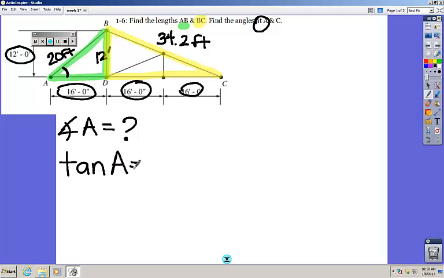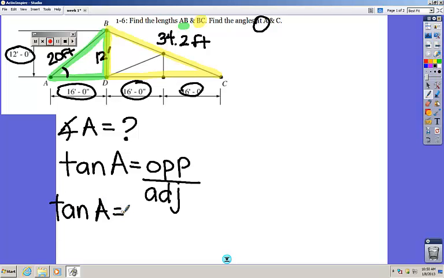So the tangent of A is going to be equal to the opposite divided by the adjacent. Which one is opposite? It's the 12 feet. And which one's adjacent? It's the 16 feet. Remember, now we're looking at our green triangle. So we start to plug those numbers in, and we get the tangent of A is equal to 0.75.